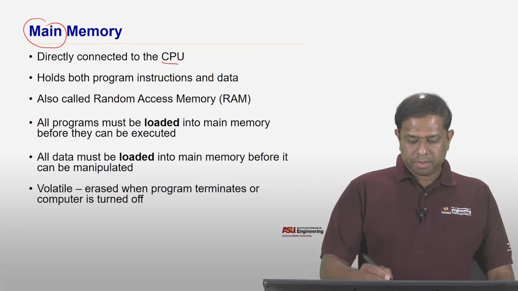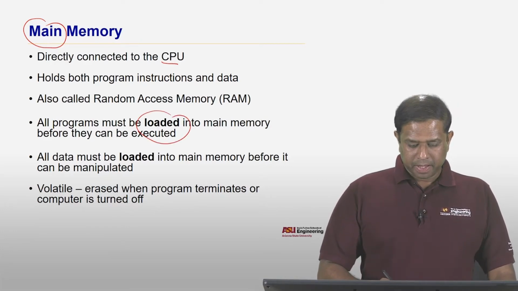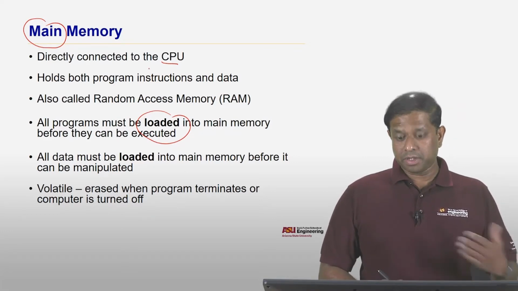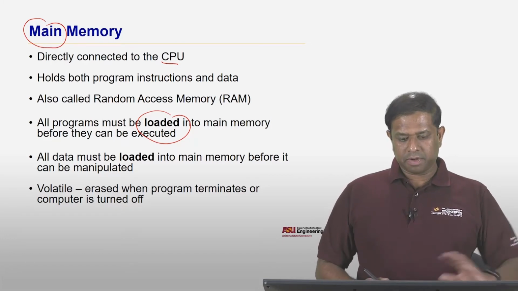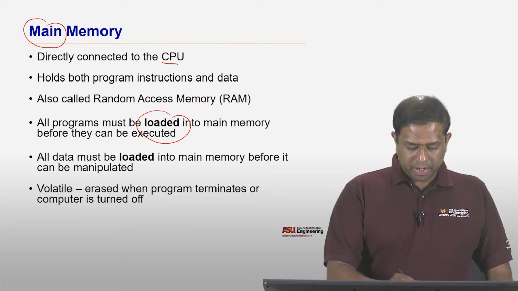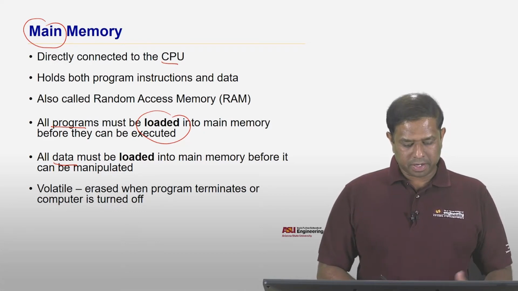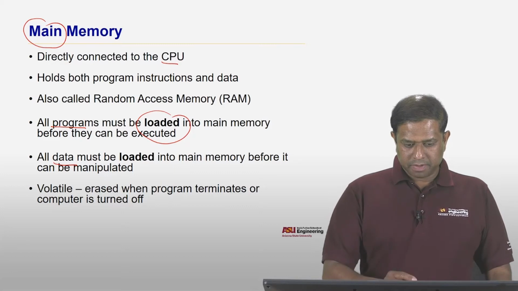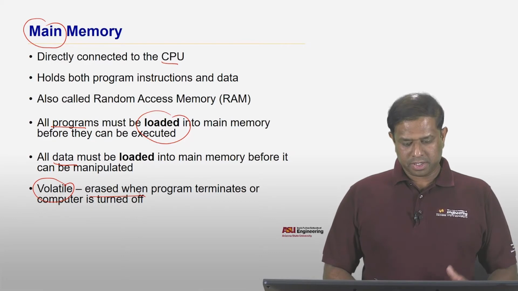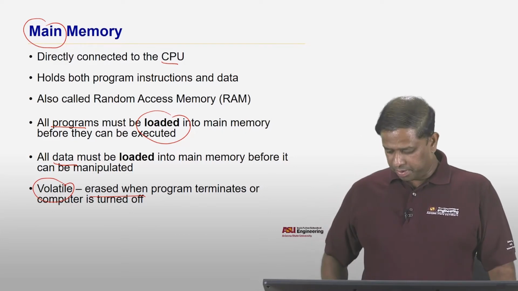Once the program is loaded from the hard disk into the computer's main memory, we can follow the fetch, decode, execute cycle with the central processing unit to bring each instruction from the main memory to the central processing unit and execute it. All right. So both the program as well as the data must be loaded into the computer's main memory before we run the program. Another characteristic of the main memory is that it's volatile. That means the data as well as the instructions in the main memory will be erased as we switch off the computer. Okay.